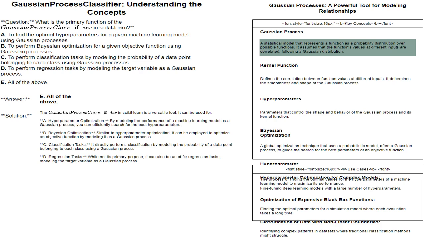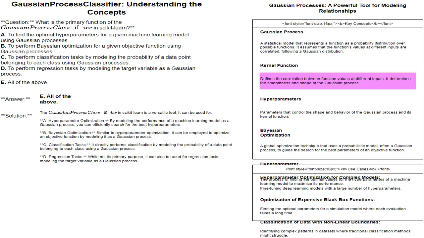Defines the correlation between function values at different inputs. It determines the smoothness and shape of the Gaussian process.